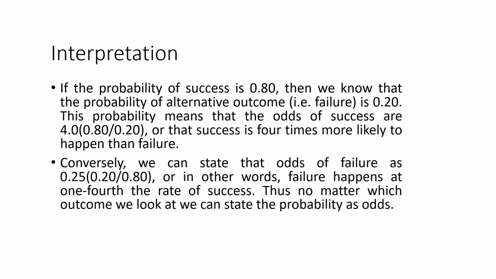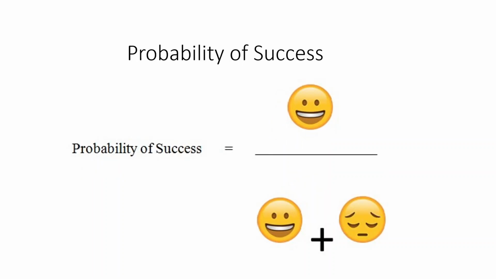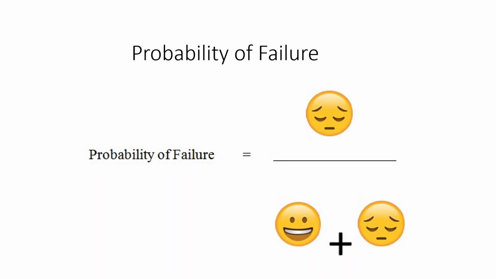So if I say that the probability of success is 0.80 and the probability of failure naturally will be 0.20, this means that the odds of success are 4, or success is 4 times more likely to happen than failure. Conversely, we can also write that failure happens at 1/4 the rate of success. Odds is equal to success divided by failure. The probability of success is success divided by the total of success plus failure, and the probability of failure is failure divided by the total of success plus failure.